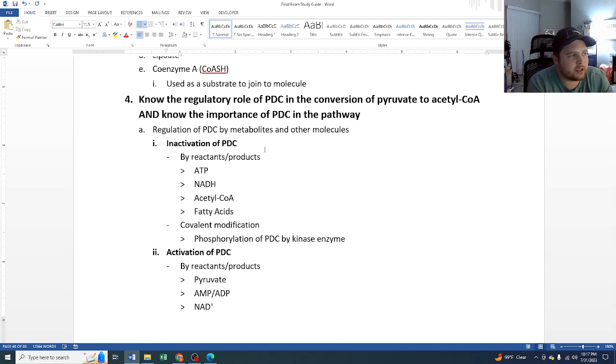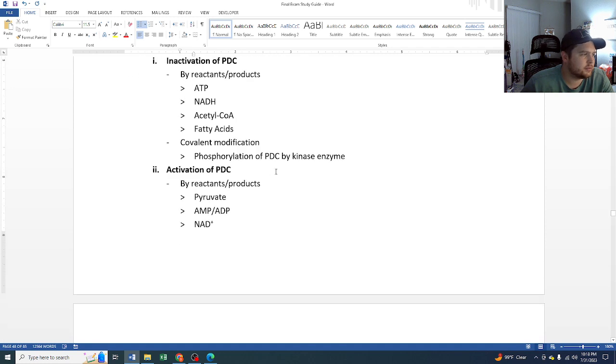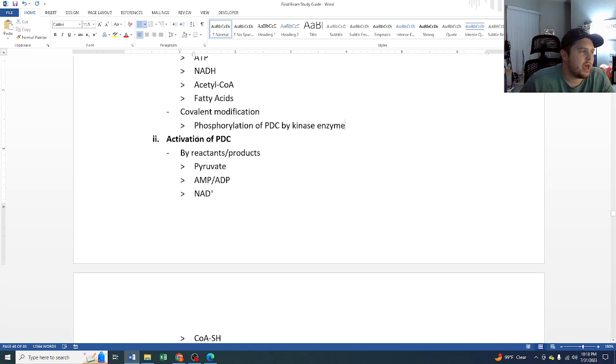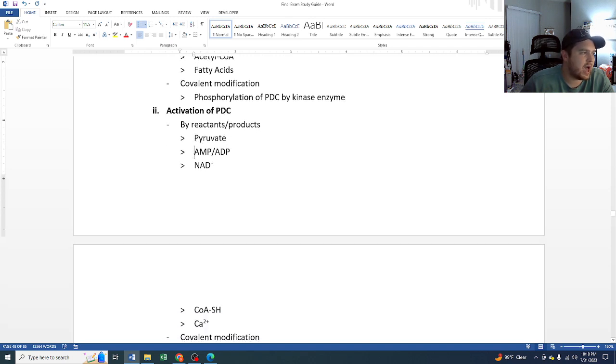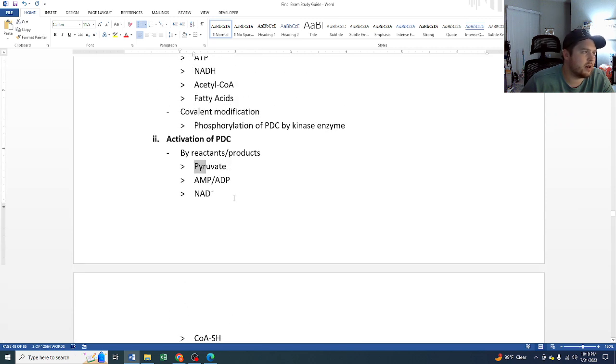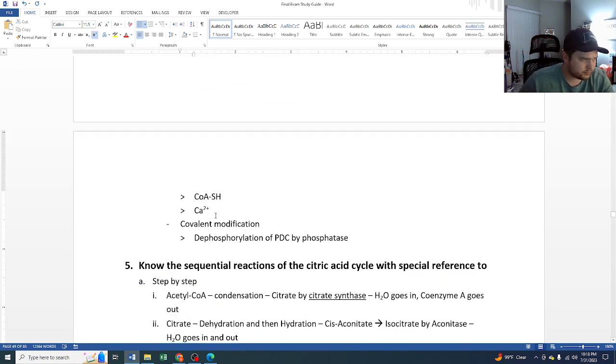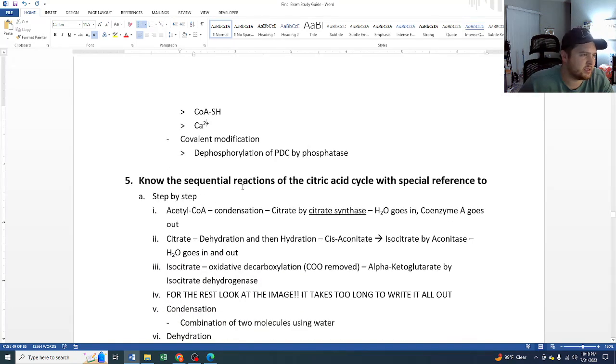Also the PDC needs to be regulated, and this is regulated by what we're going to call essentially negative feedback, where once we have a lot of the products formed through the chain of PDC, it's going to shut it off. This is done by phosphorylation of the PDC. Activation, again, if we don't have ATP, if we don't have acetyl-CoA, if we don't have NADH, etc., then we're going to want to activate PDC in order to get those.